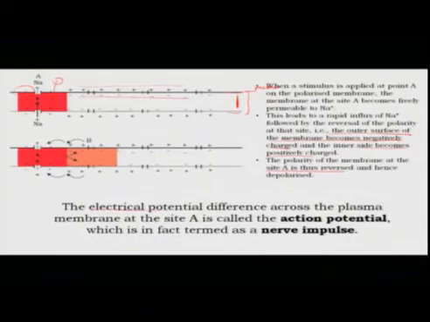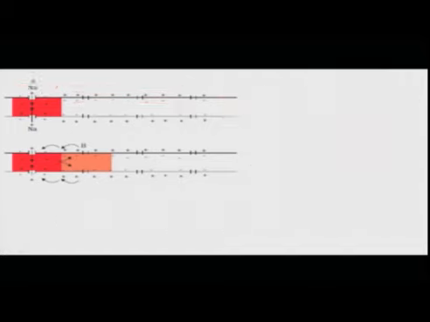The electrical potential difference across this plasma membrane at the site A is called an action potential, because it is generated as the result of a stimulus, which is actually termed as the nerve impulse. So, this change in the membrane potential will have to be transmitted across the axon. So, how is this transmitted? We will see in the next slide.